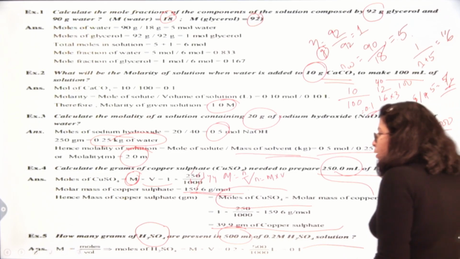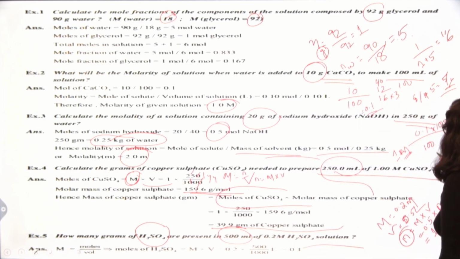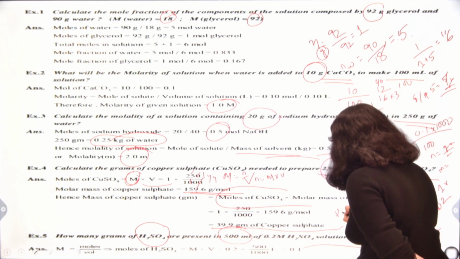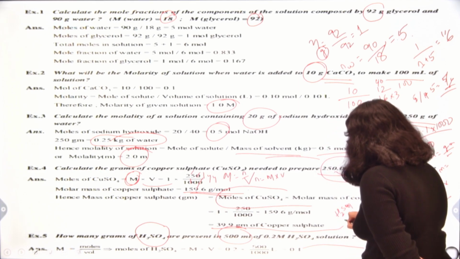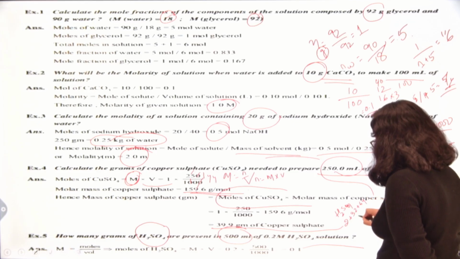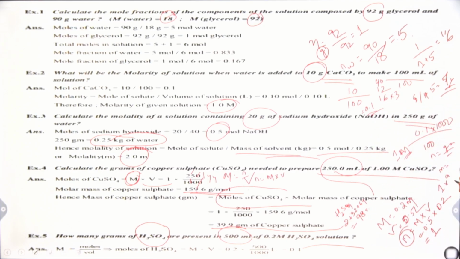Here what you have to find out is how many grams of H2SO4. So now what we know is number of moles equals given mass by molar mass. So mass is number of moles into molar mass, and the molar mass of H2SO4, if you find, is 2 plus 32 plus 64, which is 98. So 1 into 98, that is 98 grams.